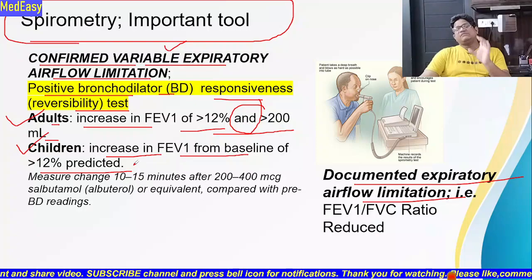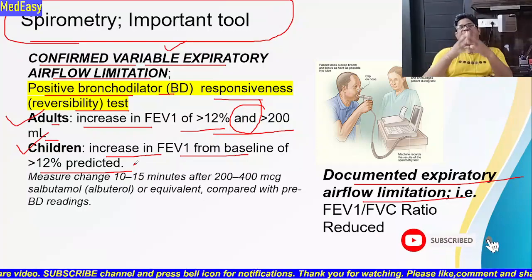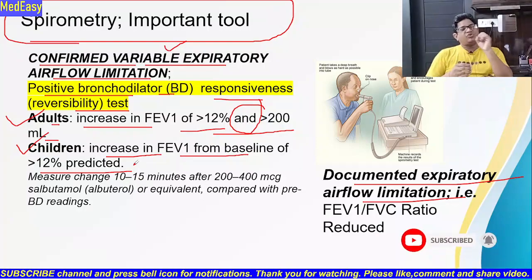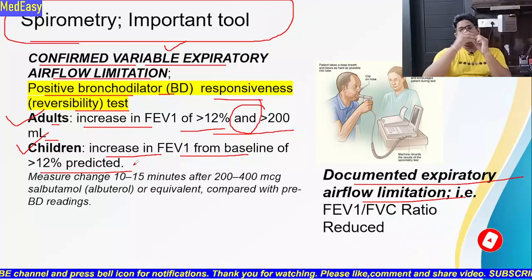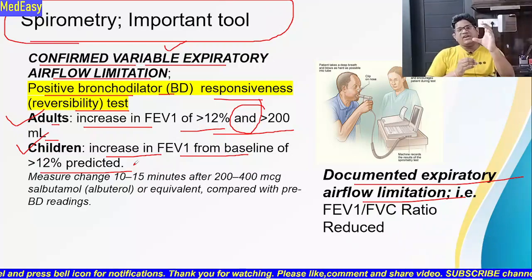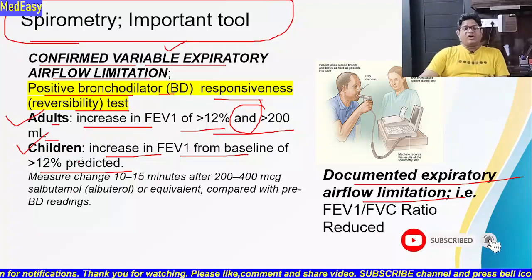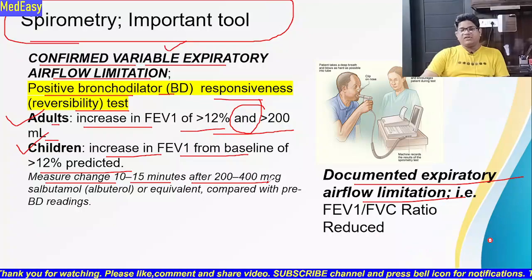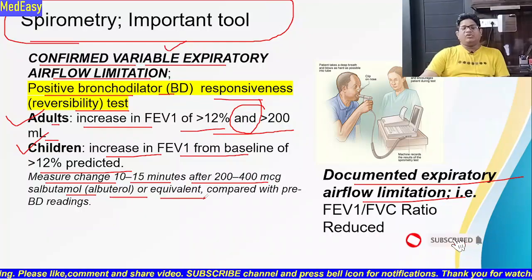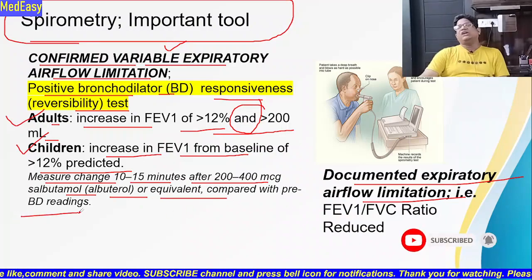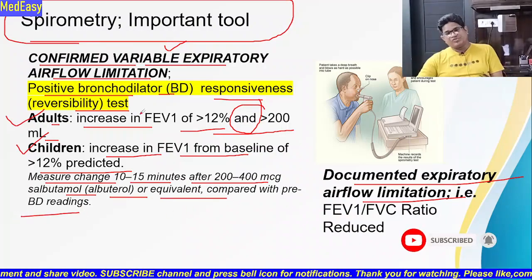So it means this airway has variable expiratory airflow limitation. It is constricted, but when exposed to a bronchodilator it dilates, and FEV1 improves. How do we measure? We measure the change 10 to 15 minutes after giving 2 puffs, or 200 to 400 micrograms, of salbutamol, albuterol or equivalent, compared with the pre-bronchodilator readings. So we have to compare both pre and post.